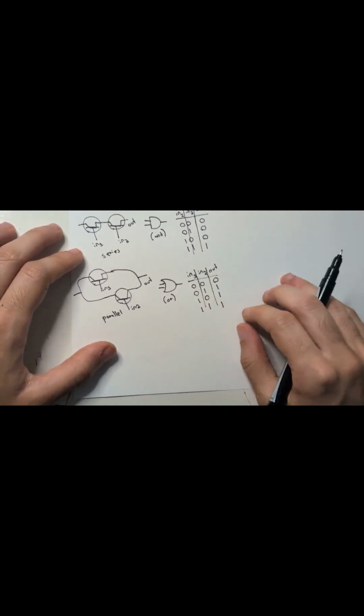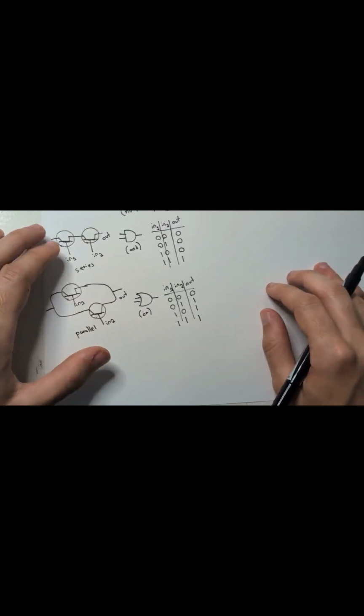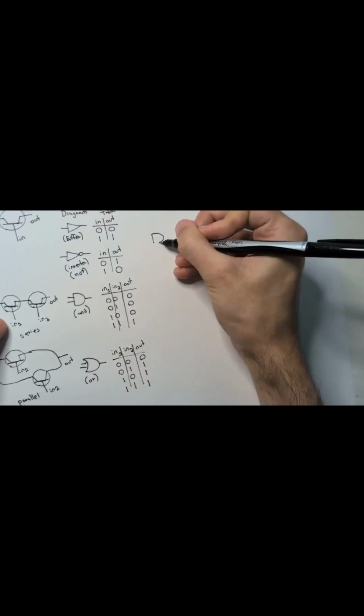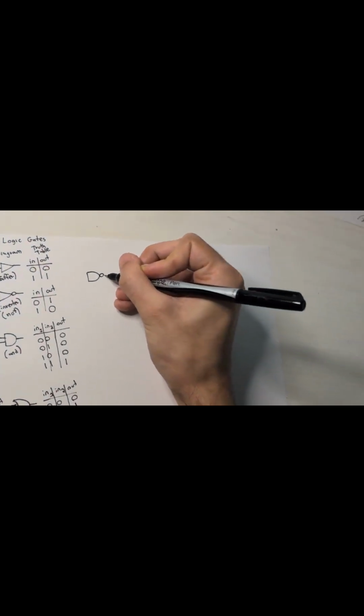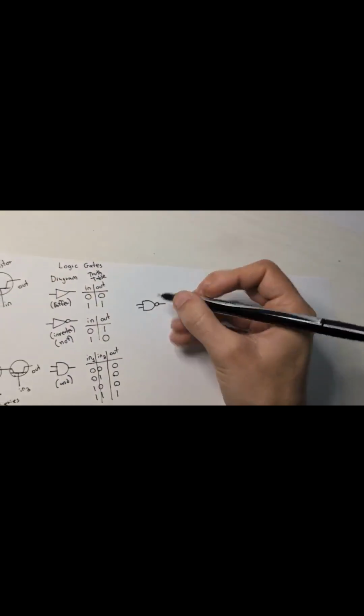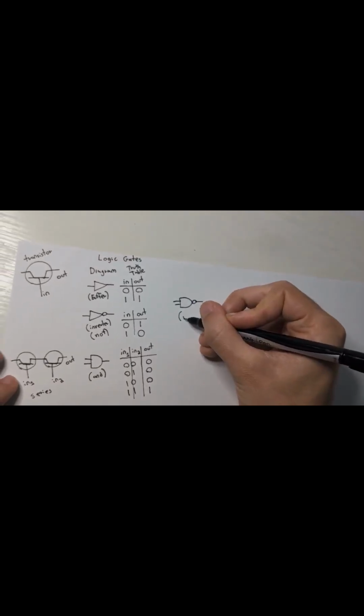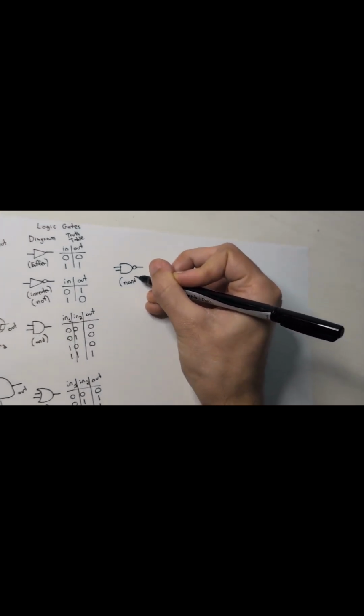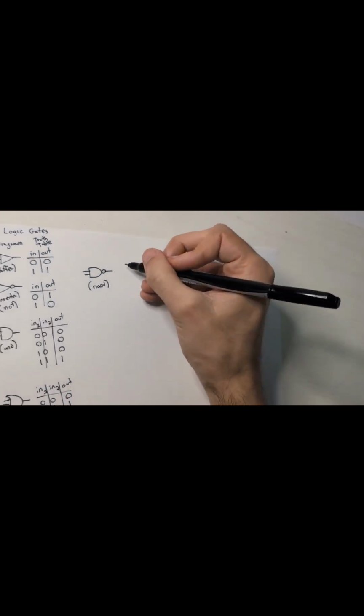So next we'll learn about the NAND gate. So the NAND gate is a not AND gate. So we have our AND gate with the inverter at the end here. This is what the diagram looks like, and this is a NAND gate. And we'll make the truth table for our NAND gate.